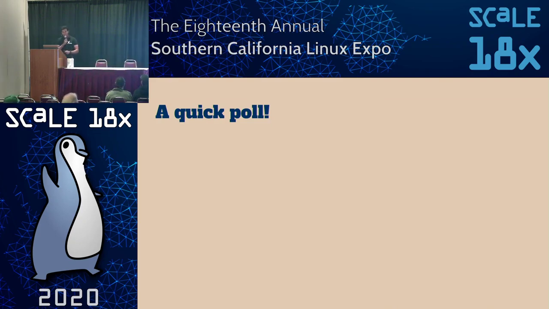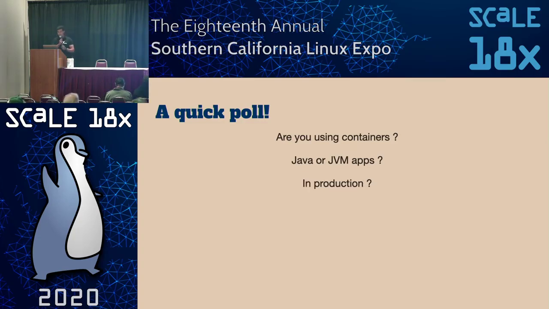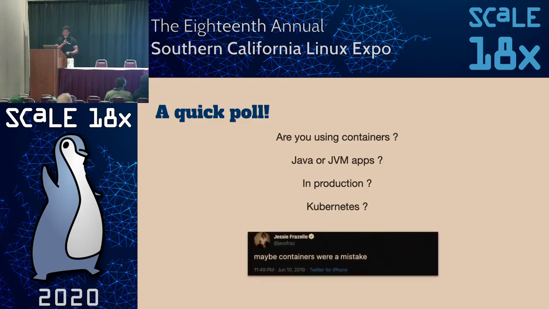So, I just want to do a quick poll to understand you guys better. How many of you are working with containers? Cool, that's around 95%. And how many of you are working with Java or JVM applications and containers? Cool, that's around 80%. Are you using Java and containers in production? That's 60%. And what are you using as orchestration tool? Kubernetes? Cool, that's 40%. And how about this? Do you agree with this statement?